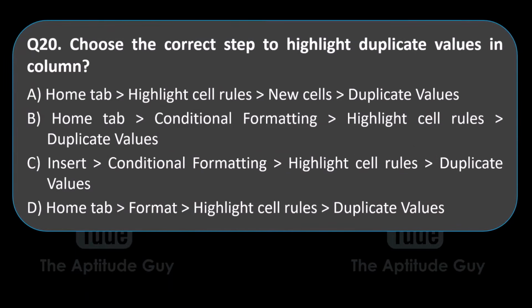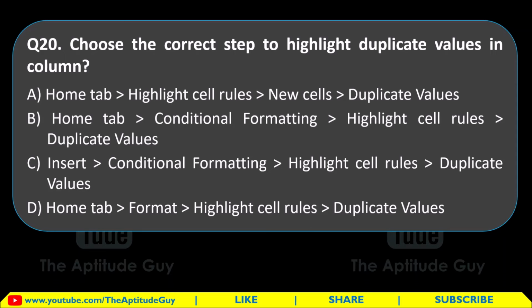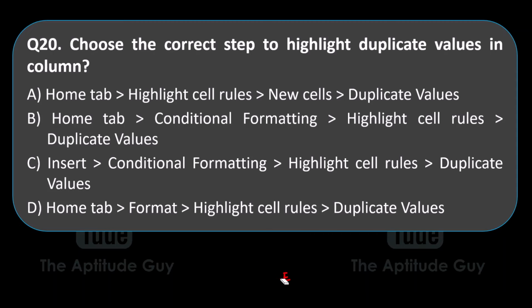Question number 20. Choose the correct step to highlight duplicate values in a column. Duplicate values in the sense, if there is a column of different data and you have the same value here and here as well, then what this entire step will do is it will highlight this cell and this cell. That is what duplicate values does. Now try to figure this out without going to Excel. Try to figure out what is the correct answer.